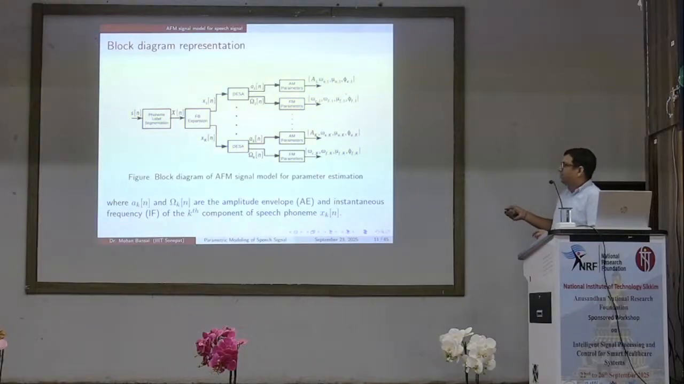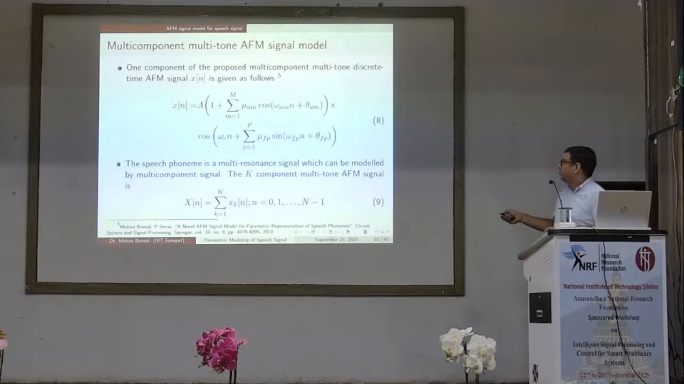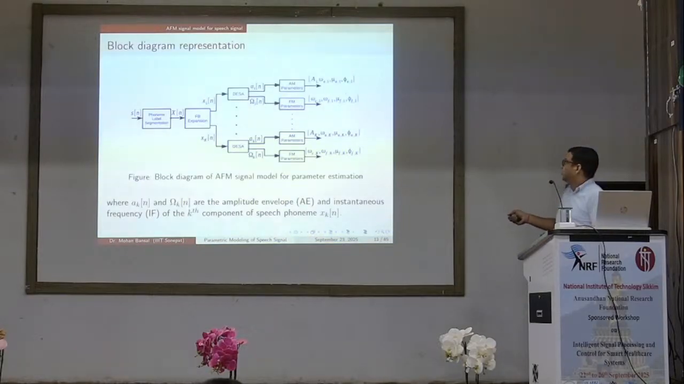Similarly, the FM parameters consist of the carrier frequency omega C, mu F, which is the modulation index of FM, omega F, which is the modulating frequency of FM, and theta F, which is the modulating phase of the FM. So that can be extracted as the FM parameters. So now we'll see this briefly, one block at a time: how the Fourier Bessel expansion works, how DESA works, then how we extract all these parameters.